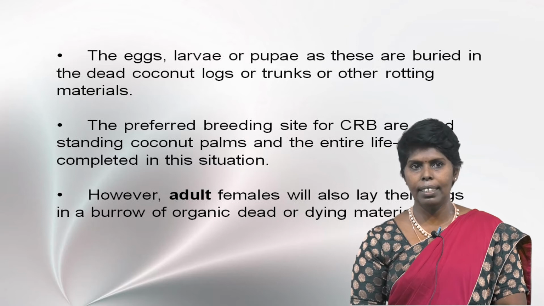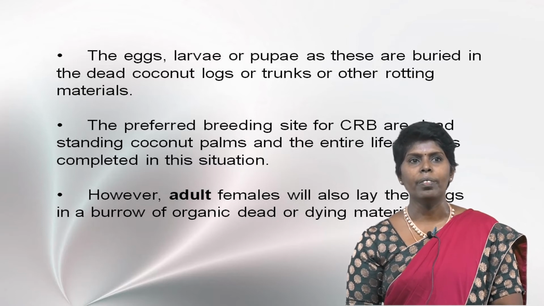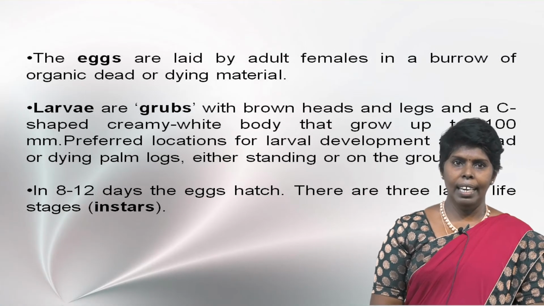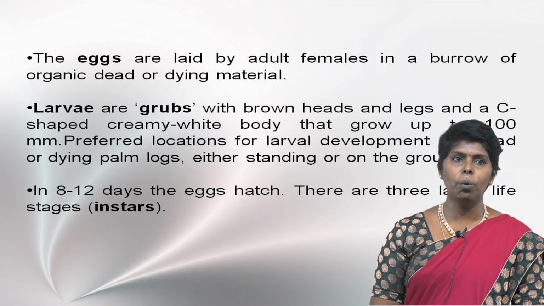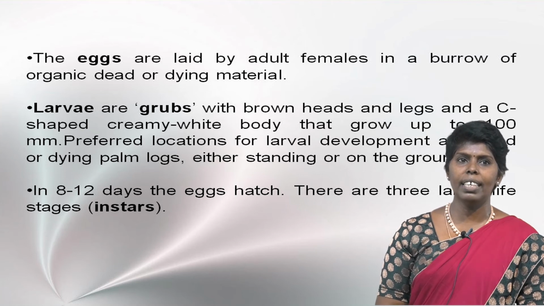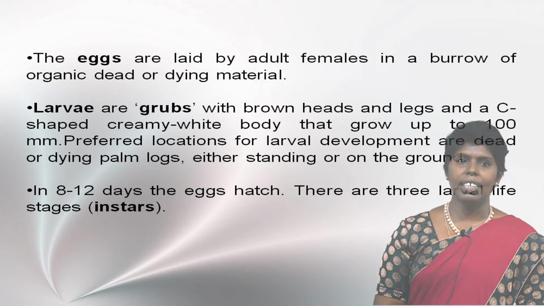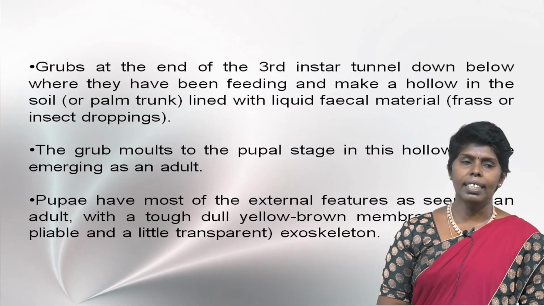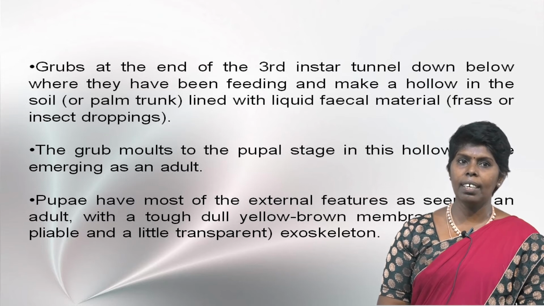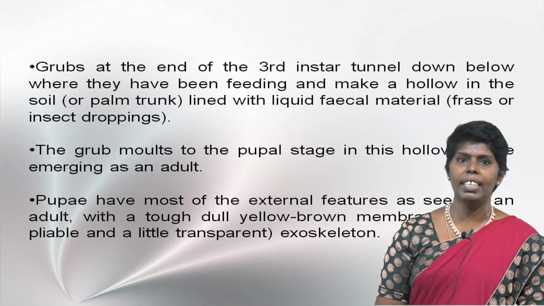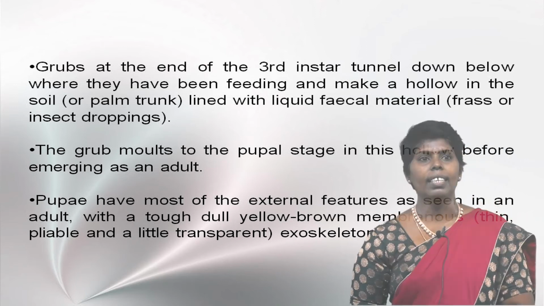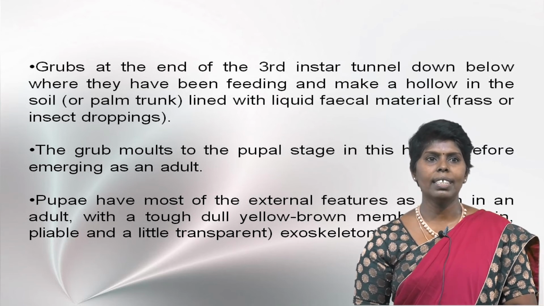The eggs are laid in such materials only. The larva here is called a grub. It is brown headed with curved legs and a white body, and it grows up to 100 millimeters in length. In 8 to 12 days the egg hatches into the larval stage. There are three larval stages, and the grub is also termed an instar. The grub at the end of the third instar tunnels down below where it has been feeding. We can observe the feeding traces in the place where it is surviving.